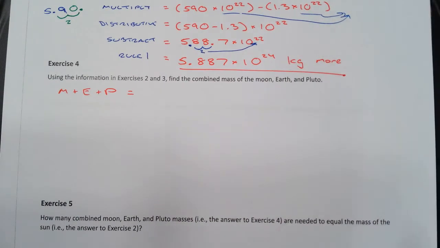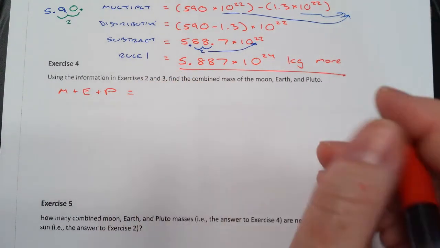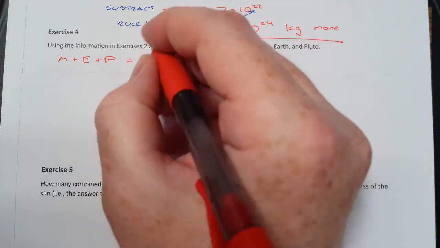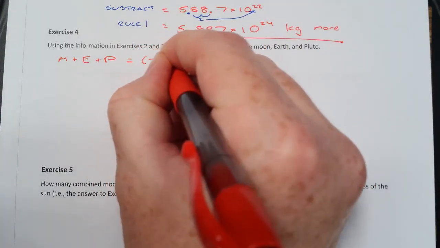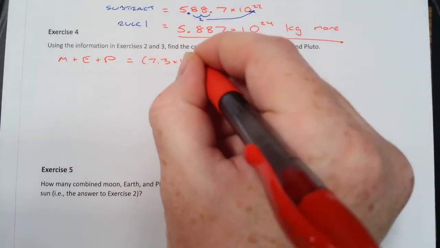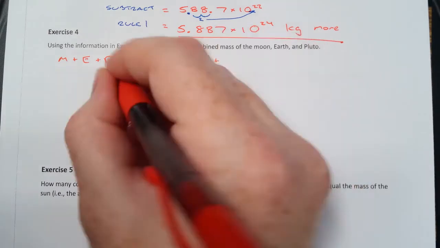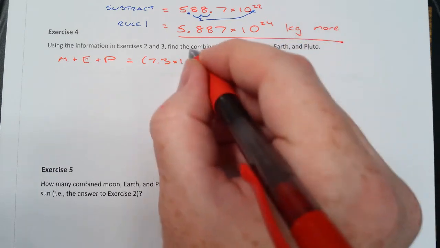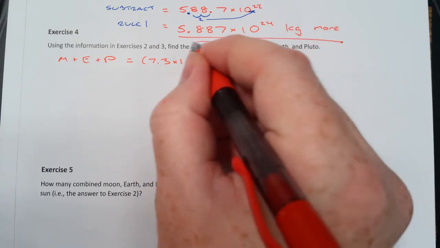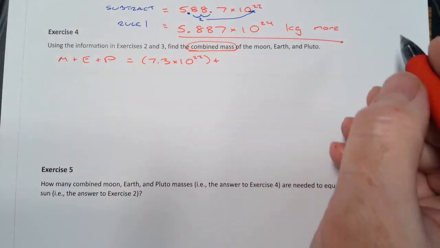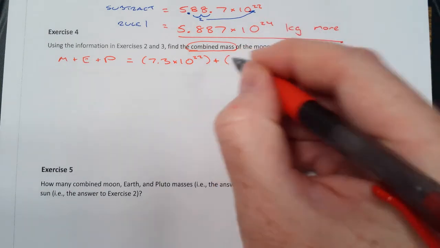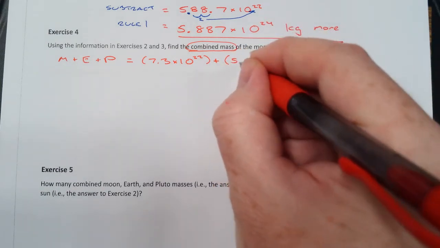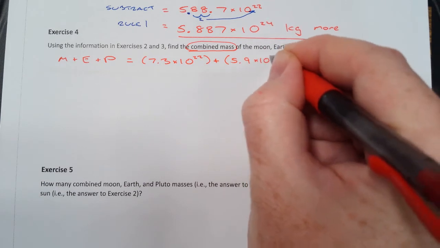So we need to add all these together. The moon mass that we saw in exercise 2 in scientific notation is 7.3 times 10 to the 22nd, plus the mass of Earth. Oh, by the way, I'm adding because it says the words combined mass, which I know are key words to mean to add. The mass of Earth in exercise 3 is 5.9 times 10 to the 24th.